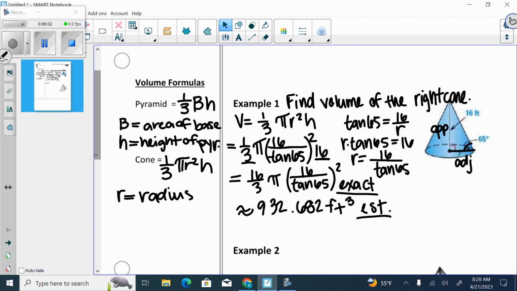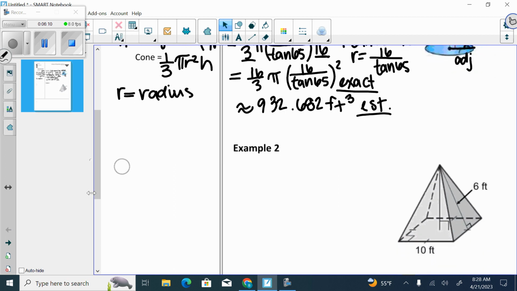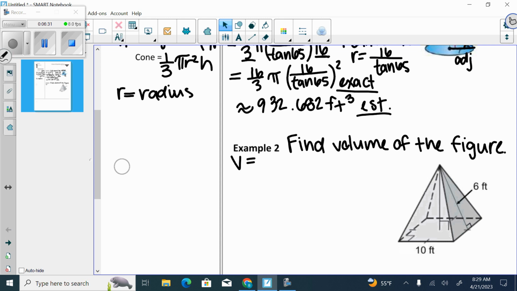All right. Okay, so there's an example of our cone. Now let's look at example number 2, which is for a pyramid. So here, again, we're going to find its volume. All right, so this time, since it's a pyramid, we're using our first formula, which was volume is equal to 1/3 base area times height, right? Okay, well, what kind of base do we have here? A square.